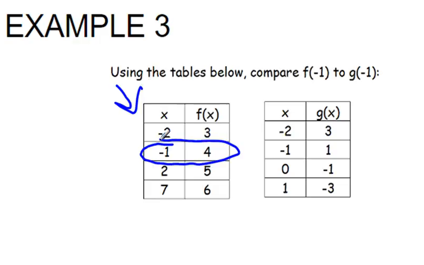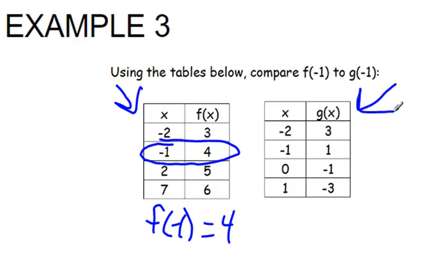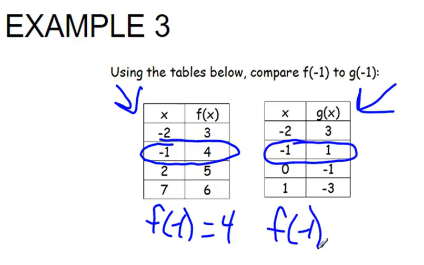I want to find the point where x is -1, and that would be this point right here. So that means that f of -1 would equal 4. Then if we look at g of x, I want to do the same thing. I need to find that point where x is -1, which is right here. So g of -1 in this case is going to equal 1.